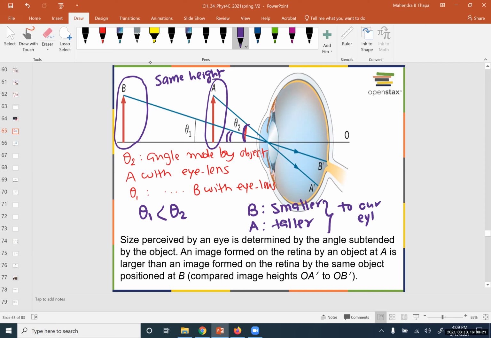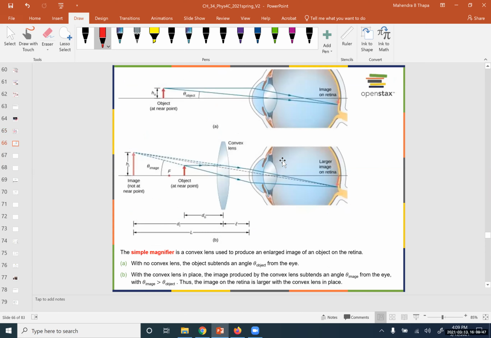Okay, so this means the angle is the important factor to determine the height, and this angle we may call the visual angle. So the role of all optical instruments is to increase the visual angle. For example, this example shows the simple magnifier, which is also called the simple microscope.